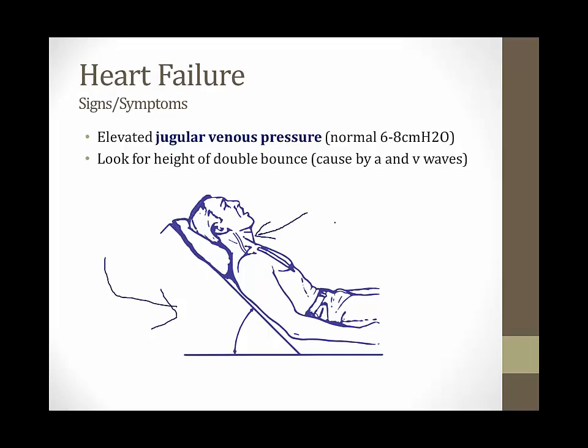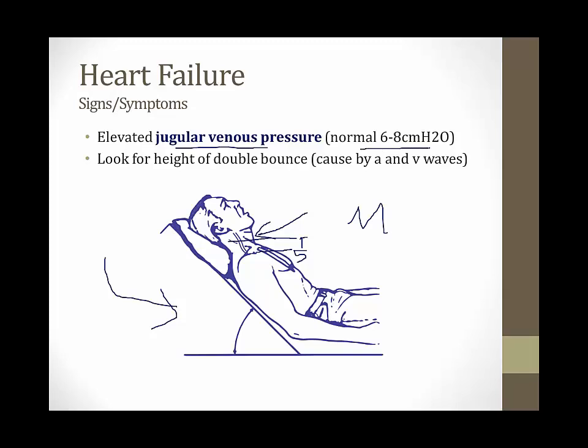pulsation. In another video on venous pressure tracings, I talk about how in the venous system of the body there are two waves called an A and V wave, and you can actually see this double bounce in the neck. So the way you estimate the jugular venous pressure is you determine the height of that double bounce. You then compare that to the height of the sternum. The sternum is 5 centimeters above the heart, and then you add on the number of centimeters to the height of that double bounce. And this estimates what's known as the jugular venous pressure.